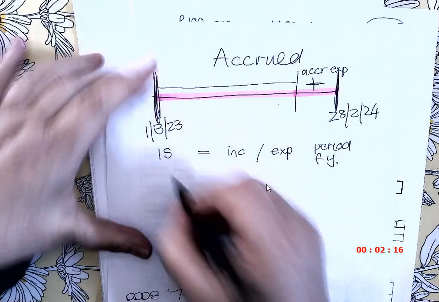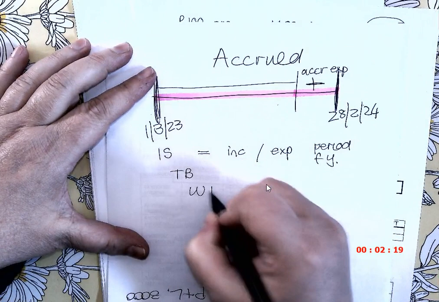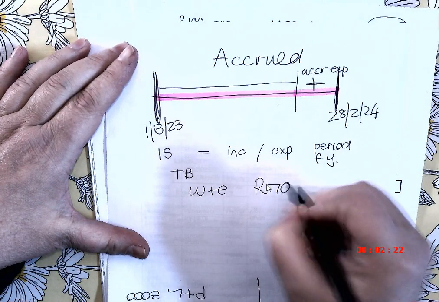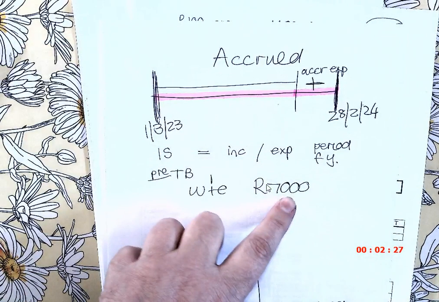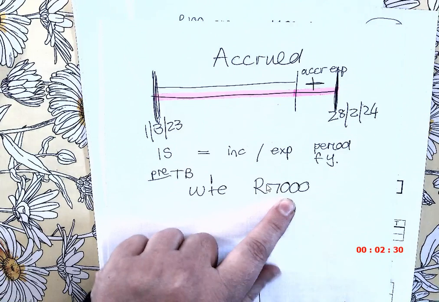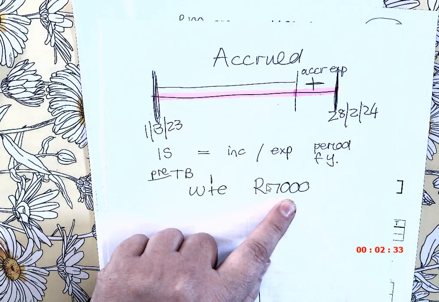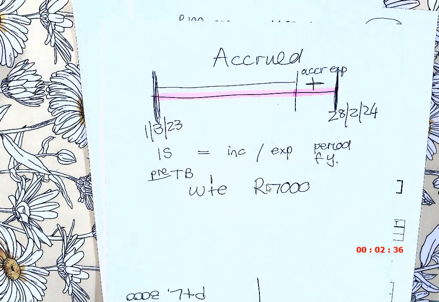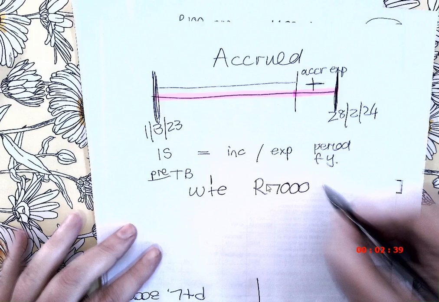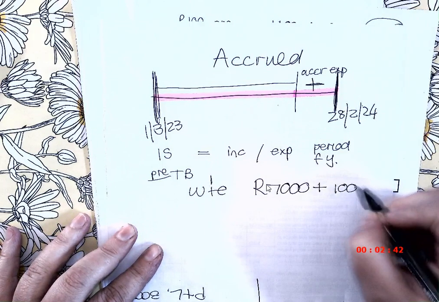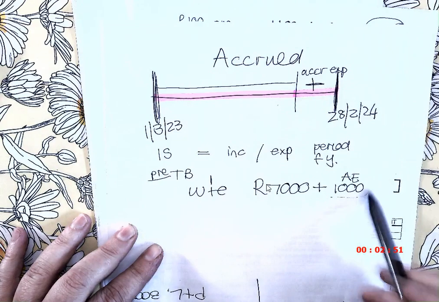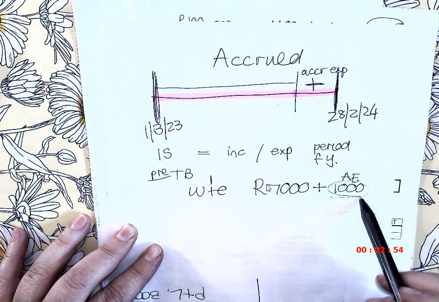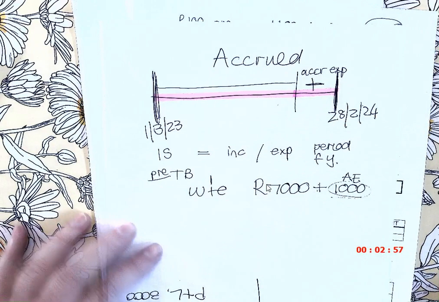Because if I go look at my trial balance, if it says my water and electricity is 7,000 Rand, this is in my pre-adjustment trial balance, then it means up to date I have already paid 7,000. But it doesn't mean this is my full expense, because I need to take into account what I haven't paid yet. So if they tell me I received an account but I haven't paid it, I'm going to pay it next year, but it's still part of this year's expense. So that's why I need to add it. So can you see the difference?